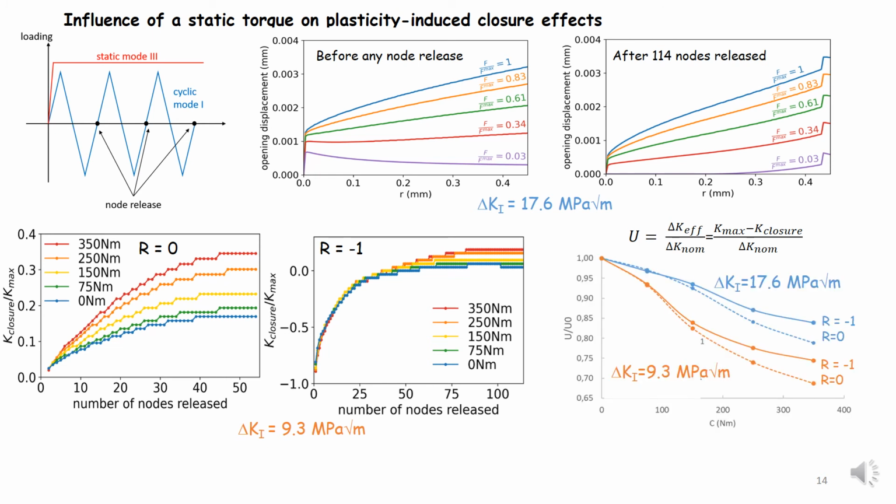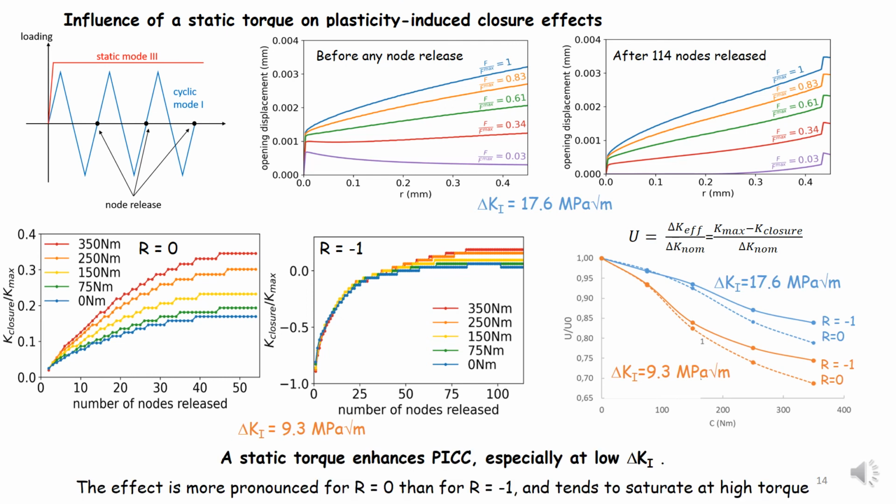Here is a plot of U normalized by its value in pure mode 1 versus the static torque for R equal to 0 in dotted lines or -1 in full lines, and for two values of delta K in blue and orange respectively. The normalized U drops as the torque increases, which means that a static torque enhances plasticity-induced closure, especially at low delta K. The effect is more pronounced for R equal to 0 and tends to saturate at high torque.